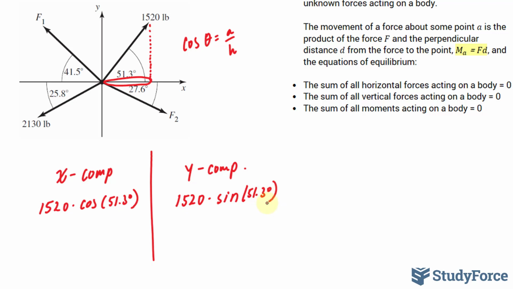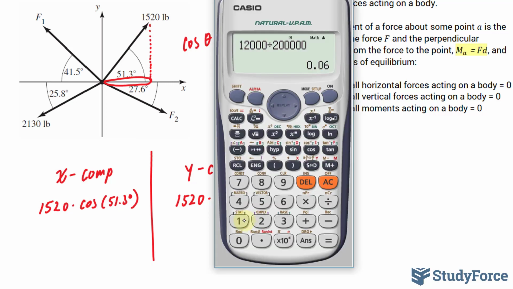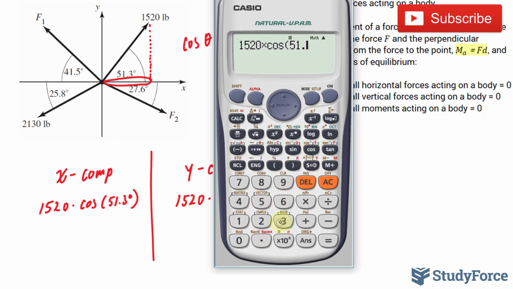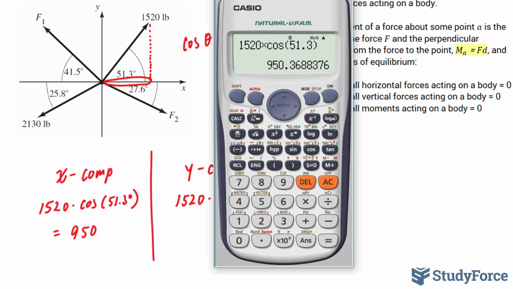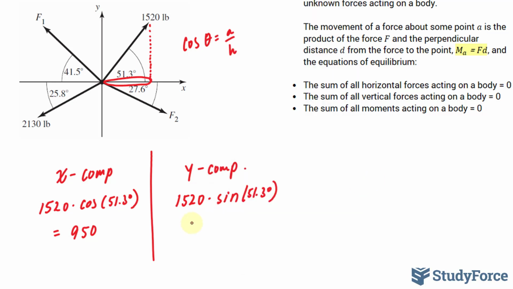We just found our x and y components for this vector, and I'm going to go ahead and find out what these numbers are. 1520 times cosine of 51.3 gives me 950. And for this one, all I have to do is replace that cosine with sine. And this gives me 1860. A lot of teachers will want you to consider significant figures, and if that's the case, you have to be extra cautious when writing out your number. For the sake of simplicity, I won't worry about significant figures.